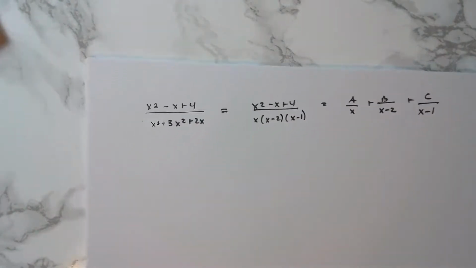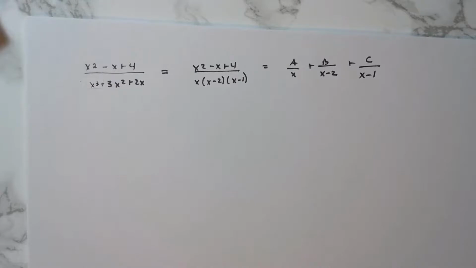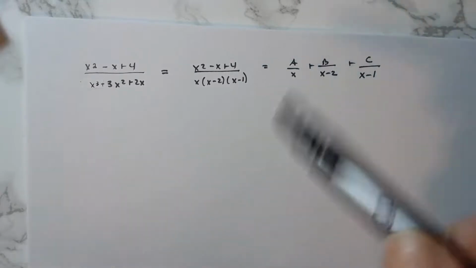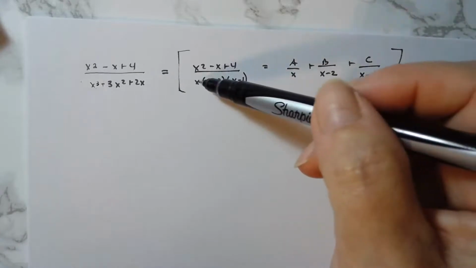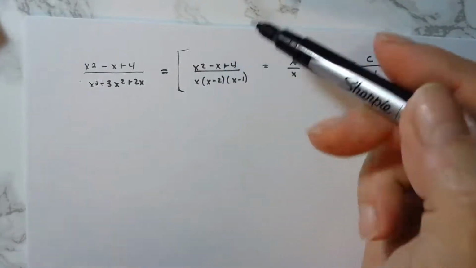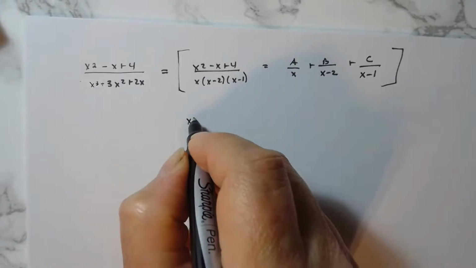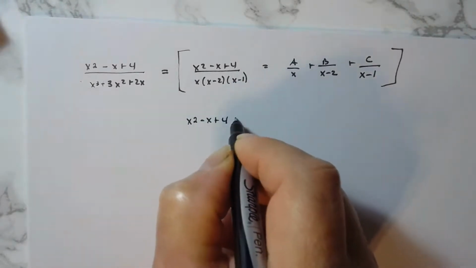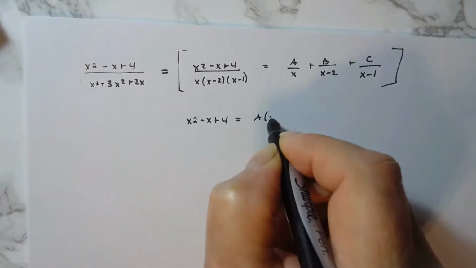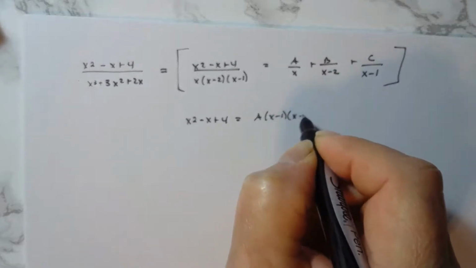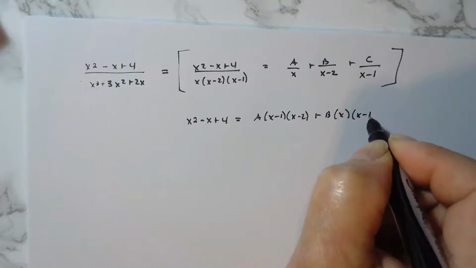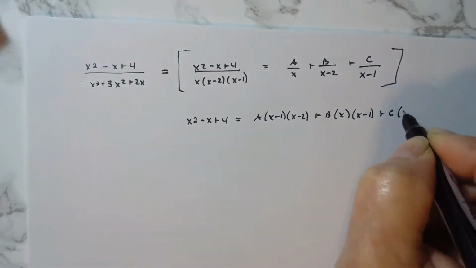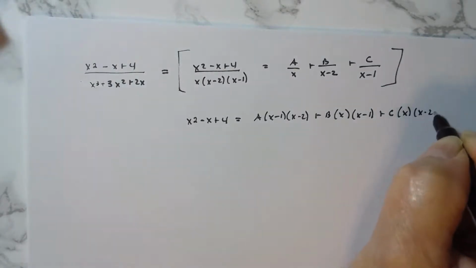And at this point, what we're going to do is multiply every term on both sides by these factors. So I'm working here now. When I multiply the left-hand side, I get x squared minus x plus 4 equal to A times x minus 1 times x minus 2 plus B times x minus 1 plus C times x minus 2.